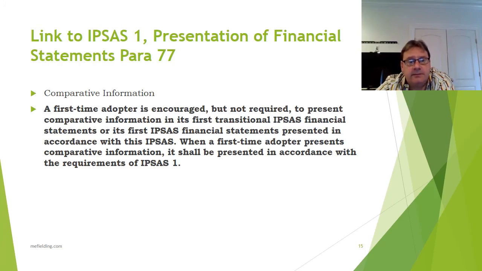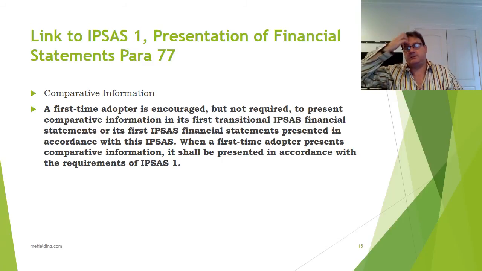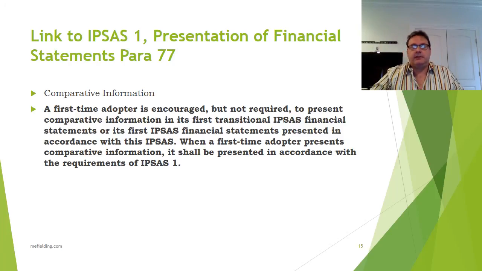Slide number 15, paragraph 77. This is pretty straightforward actually. And it's pretty clear. A first-time adopter is encouraged but not required to present comparative information. I think there's a straightforward message there, isn't there? The board wants comparatives so you can see what's changed year to year. The problem you've got is that if you've gone from cash basis to accruals basis, the numbers by definition are not comparable because you're not comparing apples with apples.